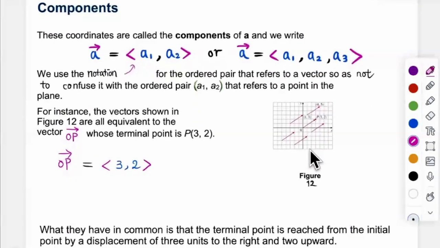Now remember, this one here is a vector or a point? Let me ask you, this one, vector or point? It's a vector, right? So those are the vectors. For vectors, those are called components: first component, second component. And for 3D, you have first, second, and third component.